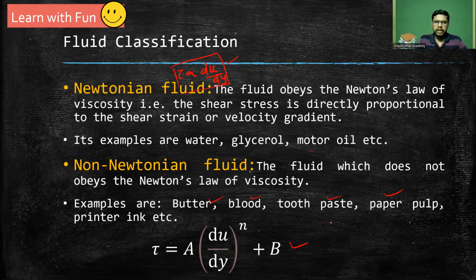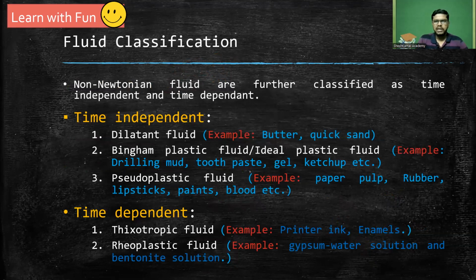Now let us understand the meaning of each symbol. The n is an index or fluid flow behavior index. Then B is a yield value, and A is similar to the viscosity, or it is also called the consistency index. This equation is helpful to plot the nature of the non-Newtonian fluid. Then the non-Newtonian fluids are further classified as time independent and time dependent.